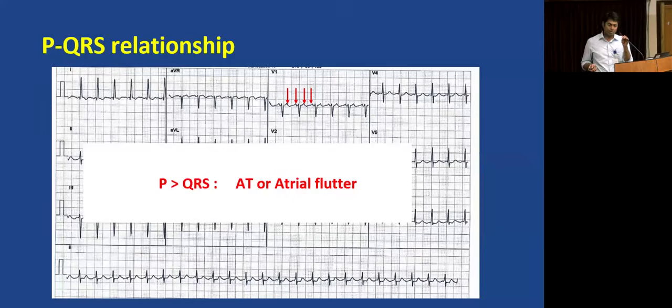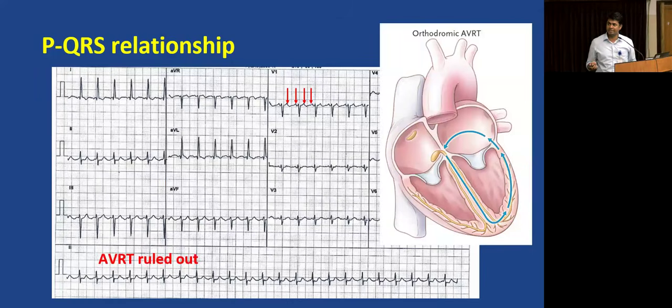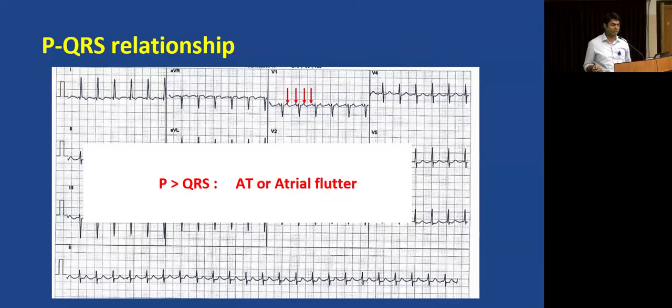So if P's are more than QRSs, it usually means it's either an atrial tachycardia, meaning the whole driver is in the atrium, and it's just that the His-Purkinje system is not able to conduct 1-to-1. So most likely, if P is more than QRS, it's likely to be atrial tachycardia or atrial flutter. So if you have P's more than QRS's in a regular tachycardia, it's a flutter. Now the important thing is always look for this, because so many times you mistake atrial flutter for a supraventricular tachycardia.